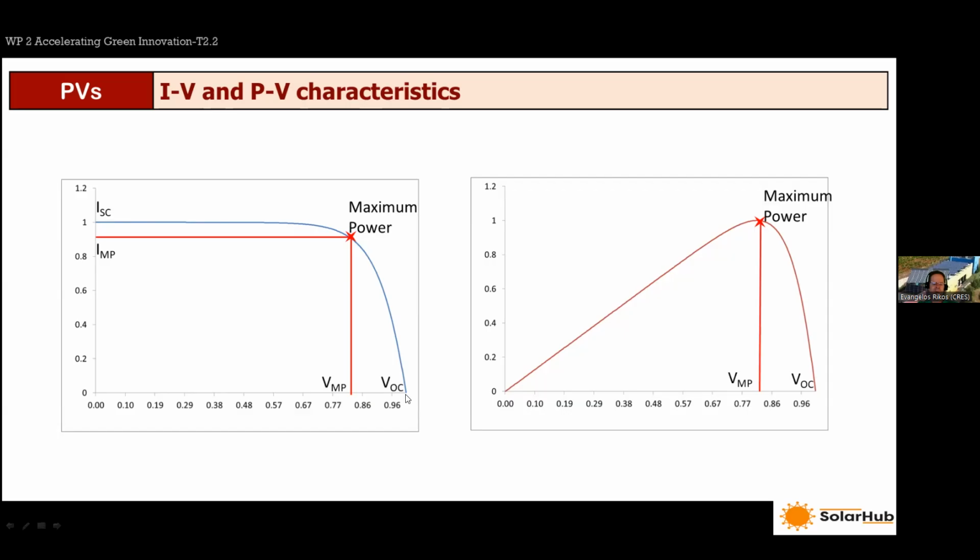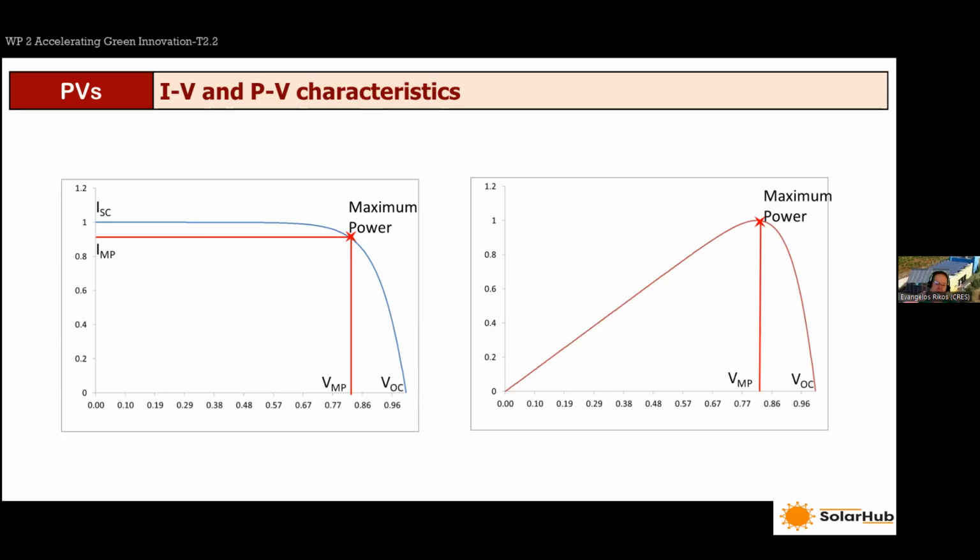We have the open circuit condition, where we have zero current and the maximum voltage. We have the short circuit condition here, with zero voltage and the maximum current. And somewhere in between, this is not obvious here, but it's more obvious here, there is a maximum point of power. There is a point where the power of the photovoltaic cell is the maximum one we can get.